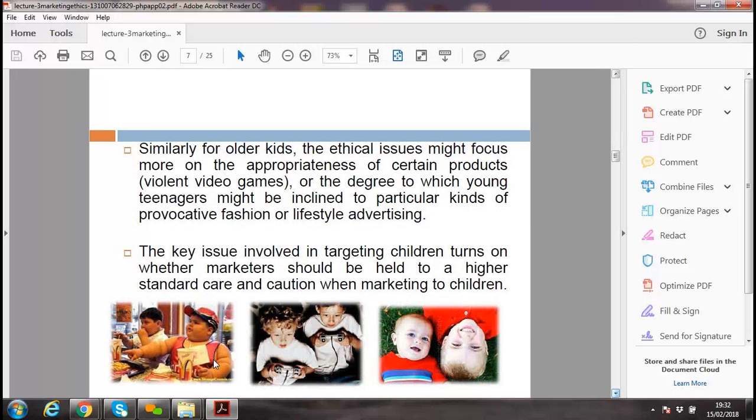Okay. Similarly, for older kids, the ethical issue might be focused more on appropriateness of different products, like movies. Yes, under 12 kids' movies, different sorts of movies. Is it under parental guidance? Some movies we can watch. We need to follow the ethical issues as well. Does it make sense? Yes, sir.